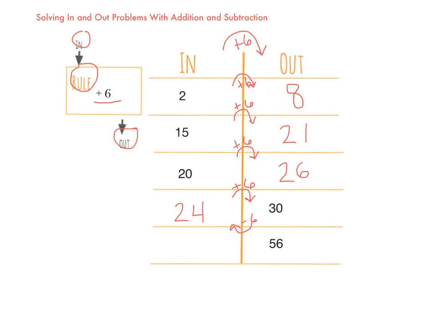Let's do the same thing with our last one. So we know if we're going this direction, we can subtract 6. So 56 - 6 is 50.